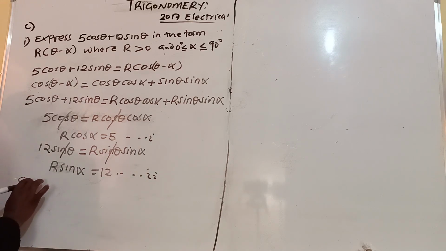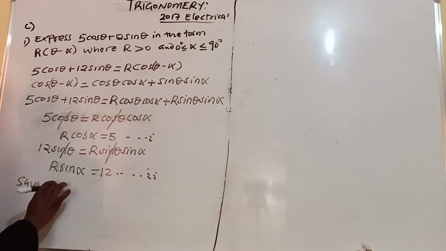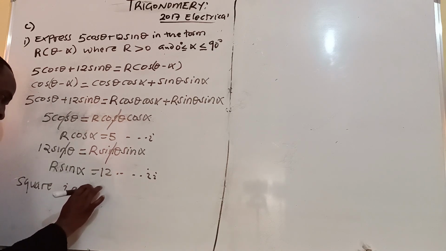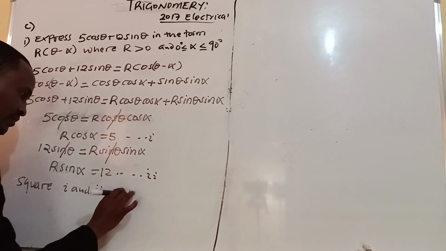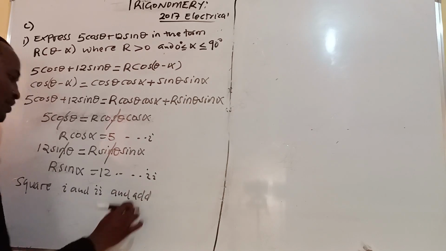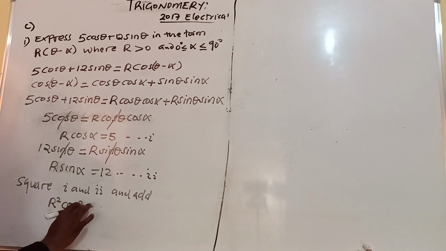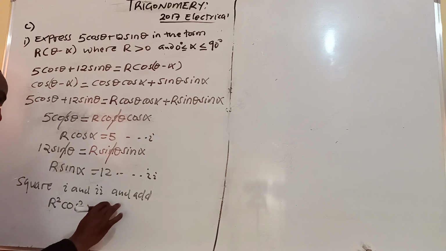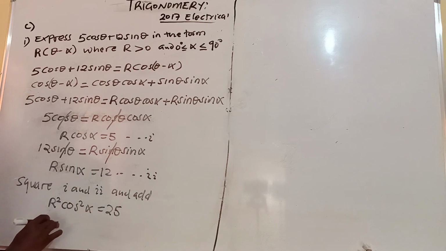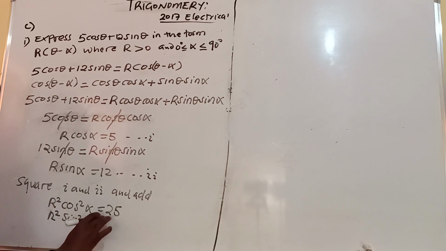Let's square 1 and 2 and then we add them. If you square 1, it will be R squared cos squared alpha is equal to 25. Then 2 will be R squared sin squared alpha will be equal to 144.